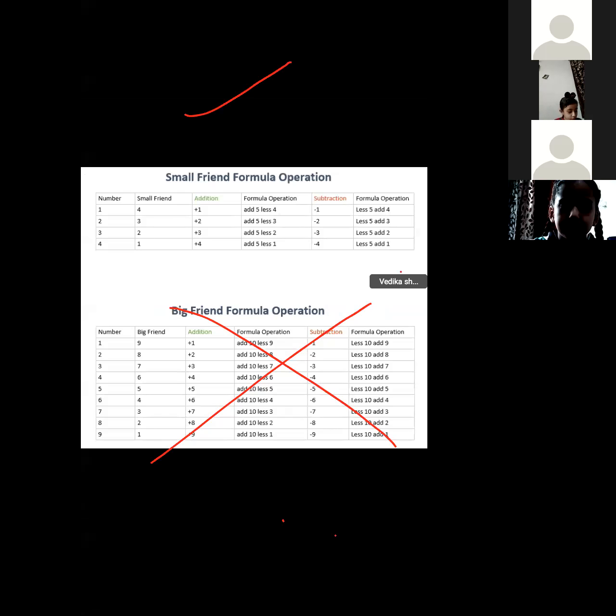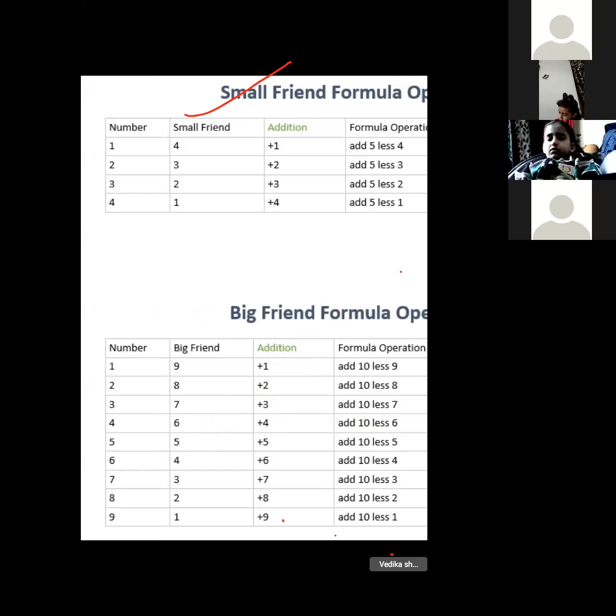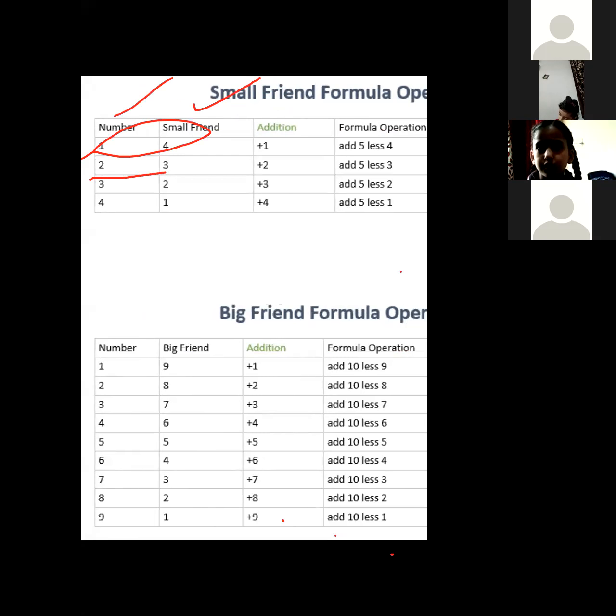Yes. I'll highlight this. I'll just erase this one. Yes, you can see now. These are the numbers 1, 2, 3, 4, written there. These are small friends, which you should remember. The small friend of 1 is 4. The small friend of 2 is 3. The small friend of 3 is 2. The small friend of 4 is 1. So you should remember this.